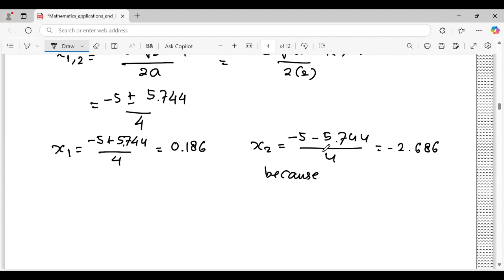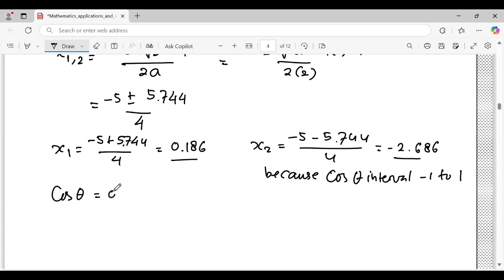because the cosine theta interval is minus 1 to 1. So the value of cosine theta cannot be minus 2.686. It is impossible. So the only solution is 0.186. We accept this result.